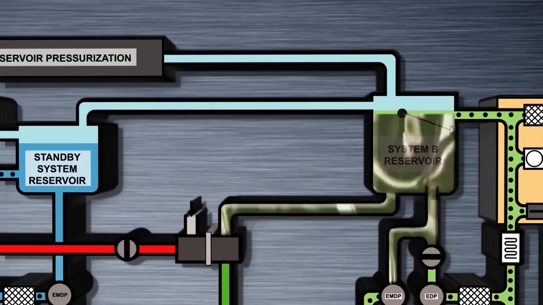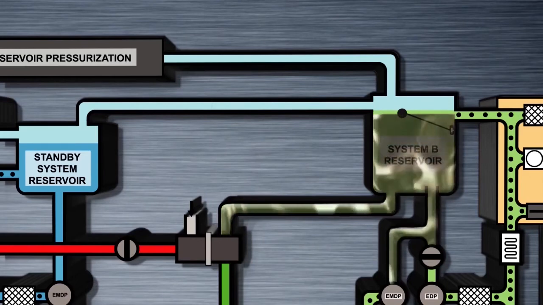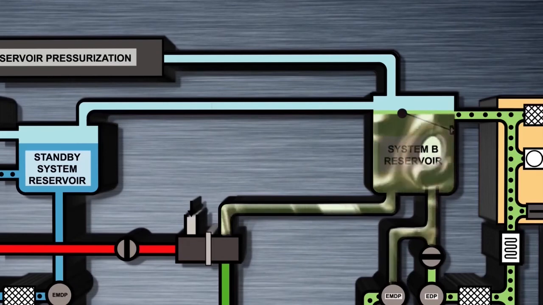As fluid is lost from the standby reservoir, and its quantity decreases through 50%, the low quantity light on the flight control panel will illuminate, triggering a master caution and the flight control light on the captain's system annunciator panel.